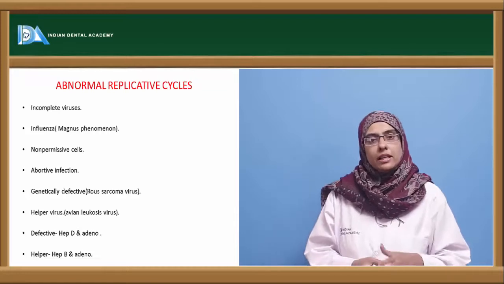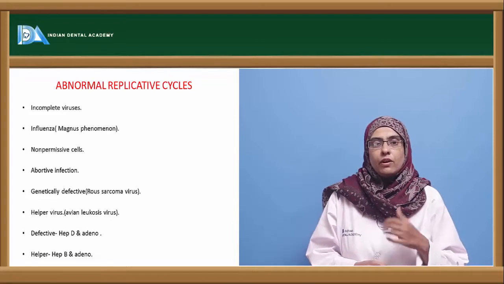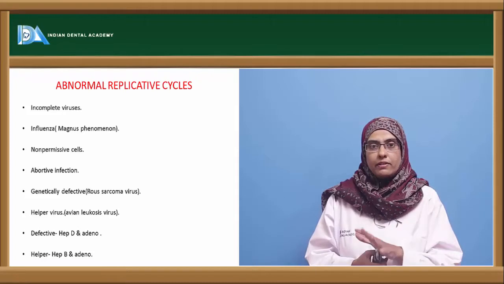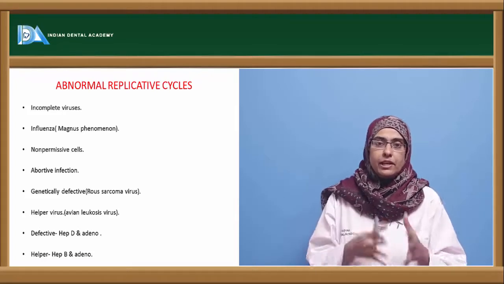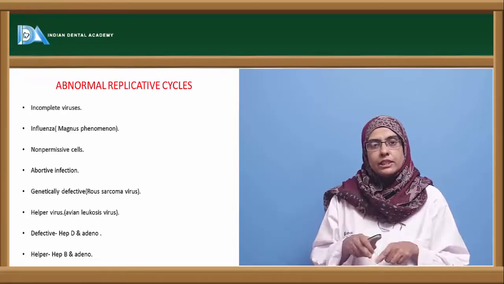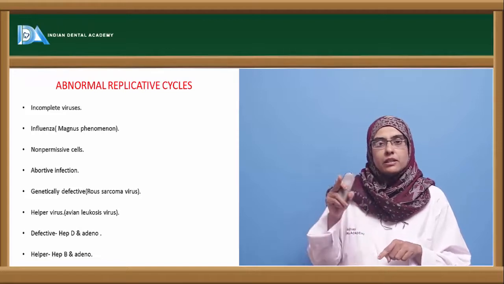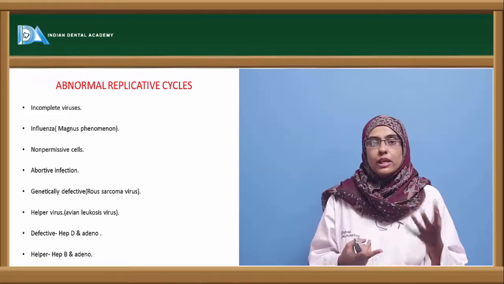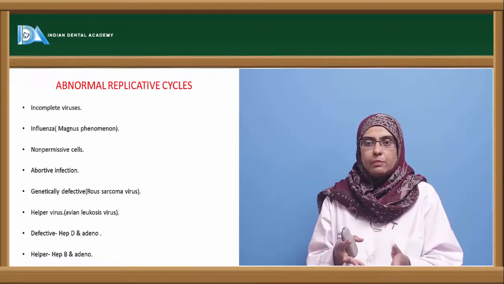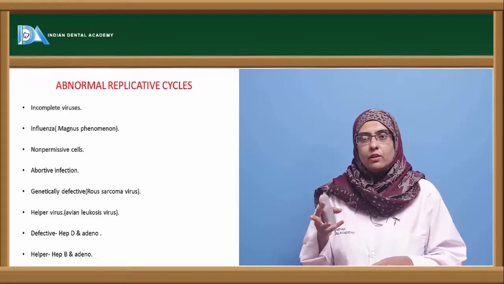Apart from that, there is another abnormal replicative cycle where you can see a genetically defective organism. The best example we'll discuss here is Rous sarcoma virus. This organism will be able to multiply in the host cell but cannot get released because they are enveloped, and the envelope is usually synthesized by the virus nucleic acid, but the organism lacks the mechanism to synthesize its own envelope. So it requires the help of another virus, which is called a helper virus. The helper virus of Rous sarcoma virus is avian leukosis virus.